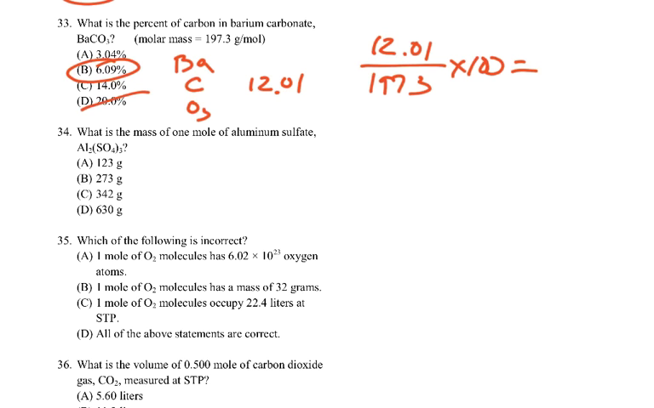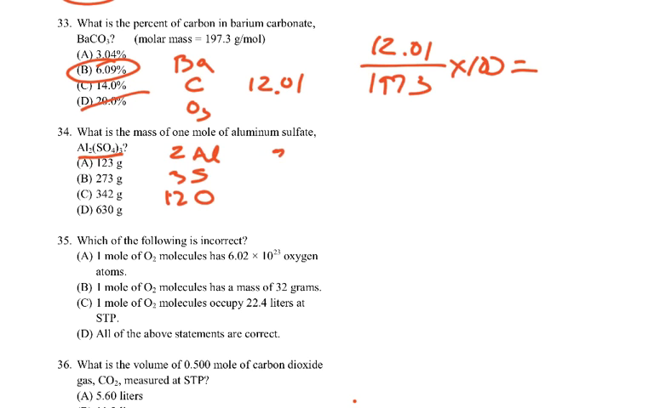It's certainly not 20%, but I would use my calculator. 34. What is the mass of 1 mole of aluminum sulfate? So we look at that formula and say, okay, what have I got? I've got 2 aluminums, and I've got sulfate times 3, so I need 3 sulfurs, and I have 3 times 4, I have 12 oxygens.